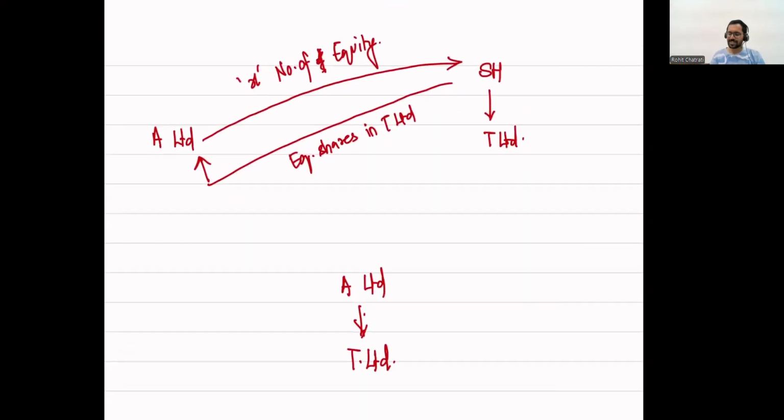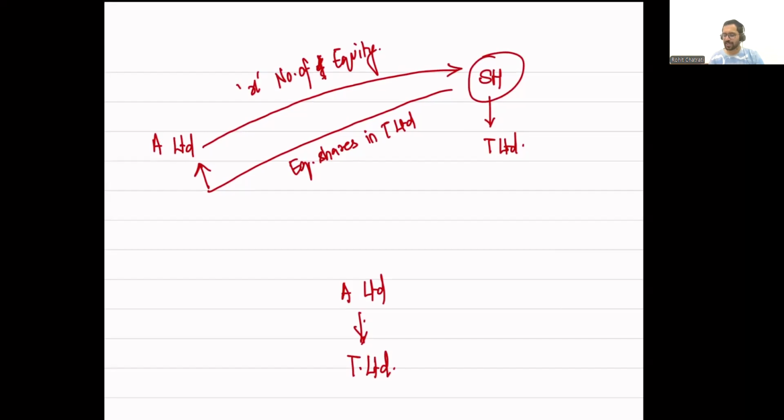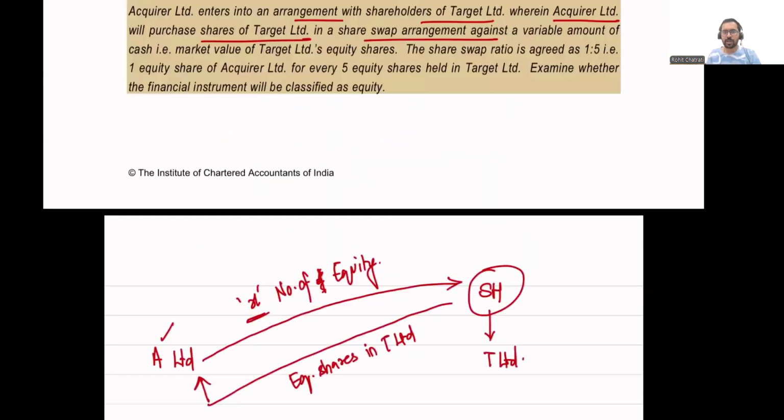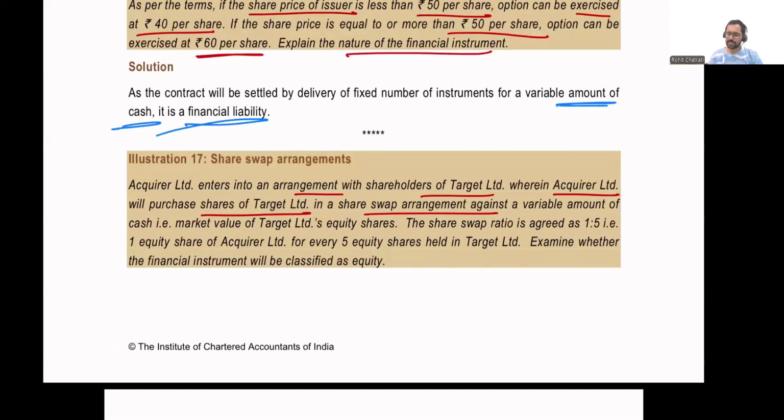All right, so the acquirer is entering into an arrangement with the shareholders, and the shareholders will basically receive X number of equity shares of A Limited. A Limited is going to deliver its own equity shares to the shareholders as a consideration, and A Limited will receive the equity shares in T Limited. After the acquisition, A Limited and T Limited continue to exist, and T Limited becomes a subsidiary of A Limited. A Limited will be the holding company, and T Limited will be the subsidiary. All right, so let's start reading again.